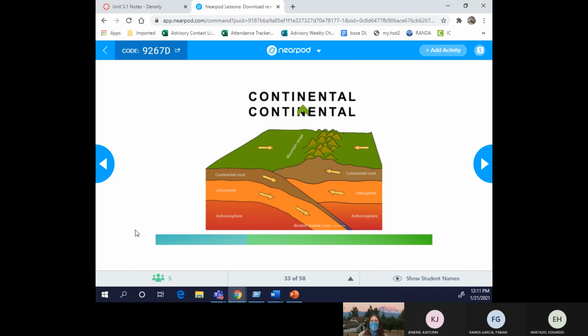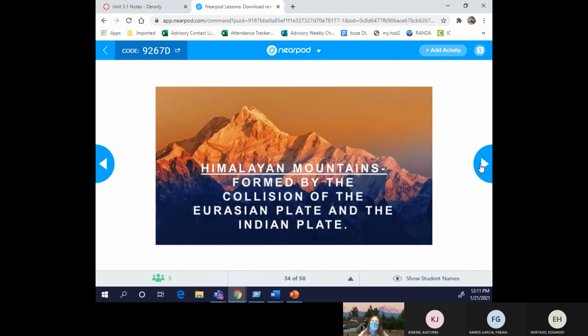All right, back to the boring stuff. Continental convergence. You still get one of the plates subducting beneath the other one, creating more mountains, just typically not volcanic mountains. And it does take a lot longer for this crust to recycle back in, because it's got a lot further to go. An example is the Himalayan mountains, which are still growing by millimeters per year. They're formed by the collision of the Eurasian plate and the Indian plate. So they're still growing because India is crashing into Asia.